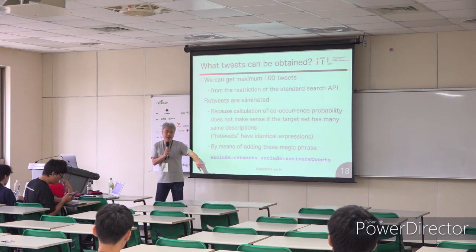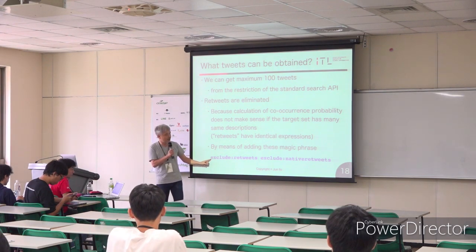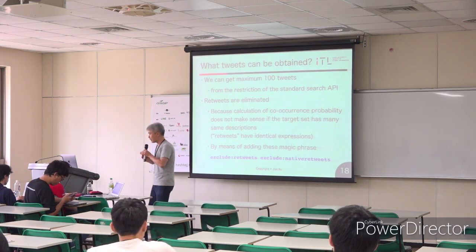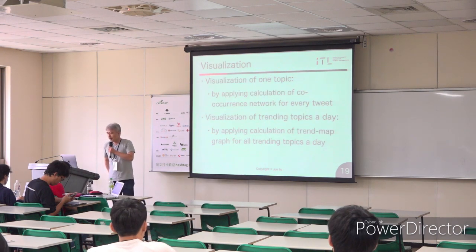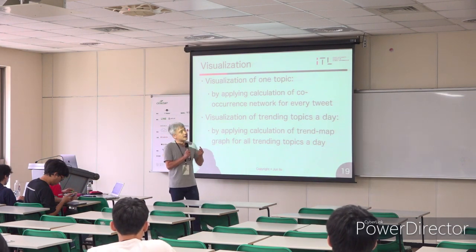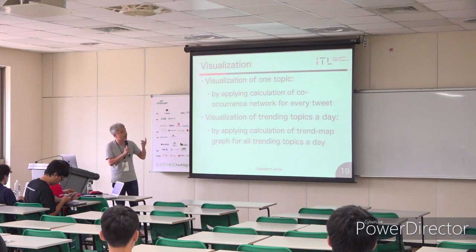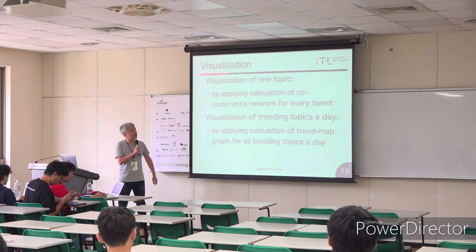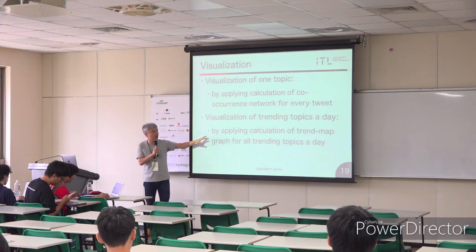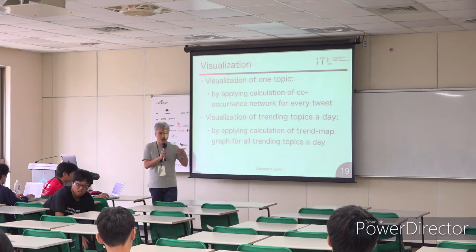In order to eliminate the retweets, what we have to do is add this magic phrase, exclude retweets, into the search key phrase. We construct two types of visualization. One visualization is by applying calculation of a co-occurrence network for every key topic. And the next one is the visualization of trending topics of a day by applying calculation of a trend map graph for all trending topics of a day.